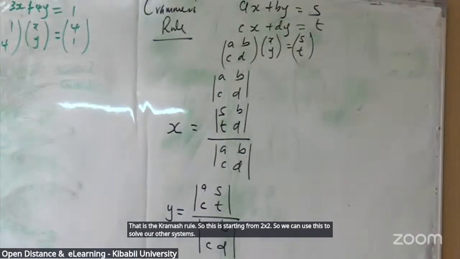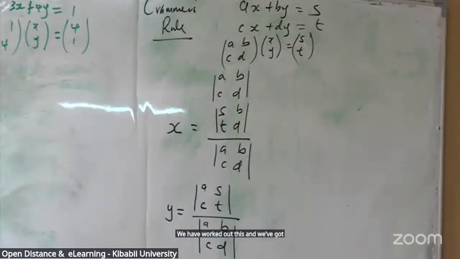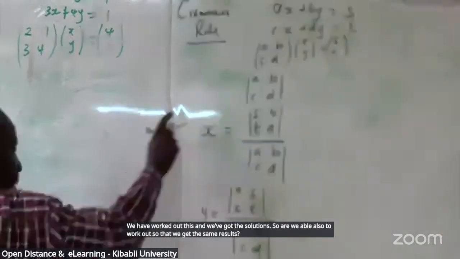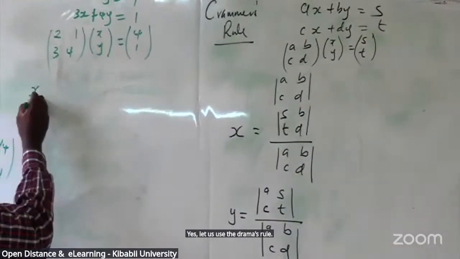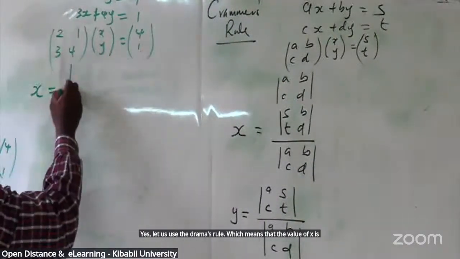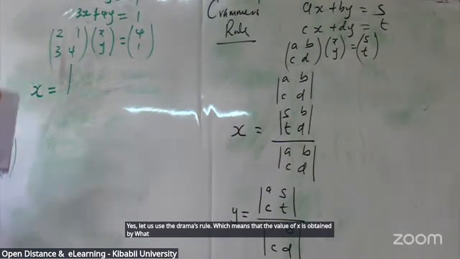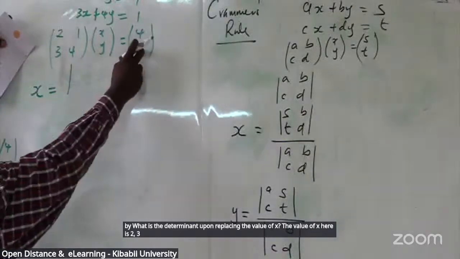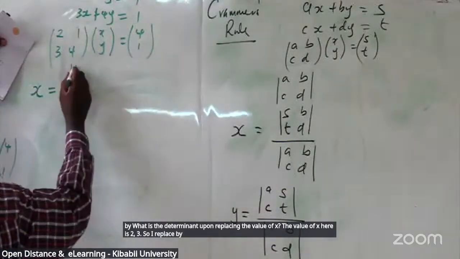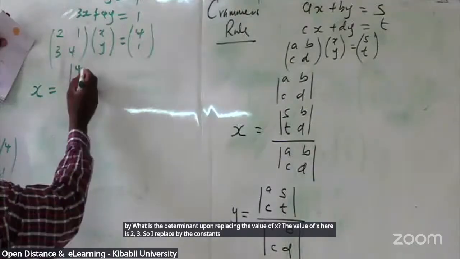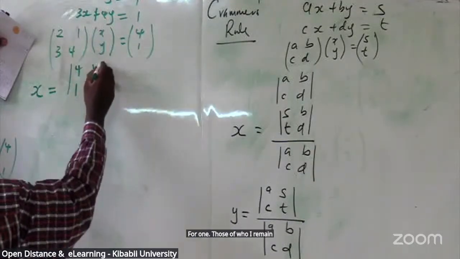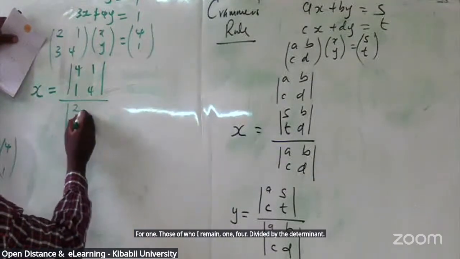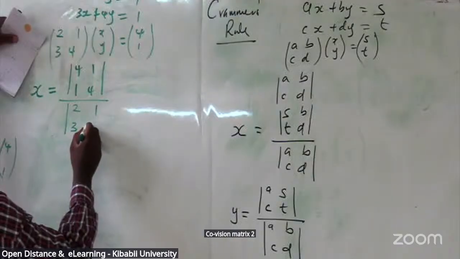We have worked out this and we've got the solutions. So are we able also to work it out so that we get the same results? Yes. Let us use Cramer's rule, which means that the value of x is obtained from the determinant upon replacing the coefficients of x. The coefficients of x here are 2, 3, so I replace them by the constants 4, 1. Those of y remain 1, 4. Divide by the determinant of the coefficient matrix 2, 1, 3, 4.